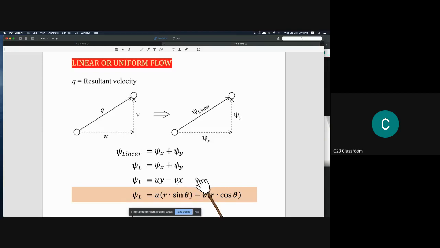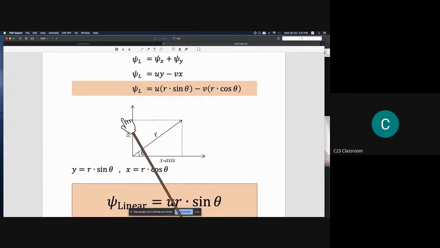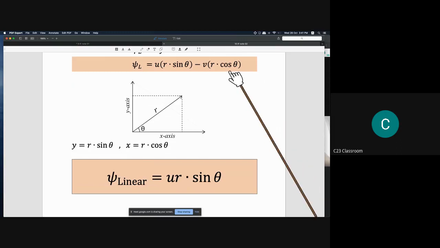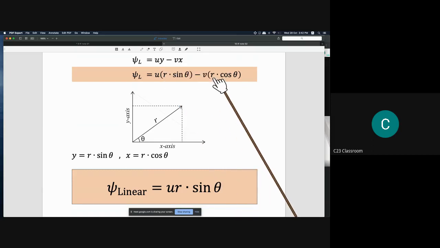And then if we want to convert this equation into polar coordinates, we could write it as uy minus vx. By using this idea, for example, we have one center point here, the origin, so we have an r here, and this is theta, and for sure this length is y and this length is x. So the relation between x and y can be written as y is equal to r sin theta and x is equal to r cos theta.